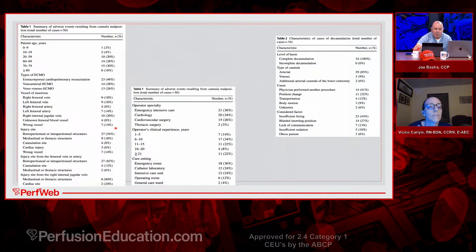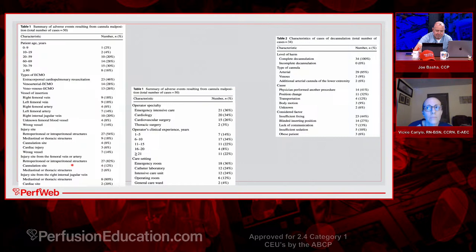Now, the injury site was either retro or intraperitoneal structures, 54%. So you're putting the cannula in and you go through the vessel into the retroperitoneum or intraperitoneal space. Mediastinal and thoracic structures, 18%. Cannula site itself, meaning I guess vessel injury, would be 8%. Cardiac injury, you put the cannula in and you perf the heart, 6%. Wrong vessel, again, we discussed this, 14%.